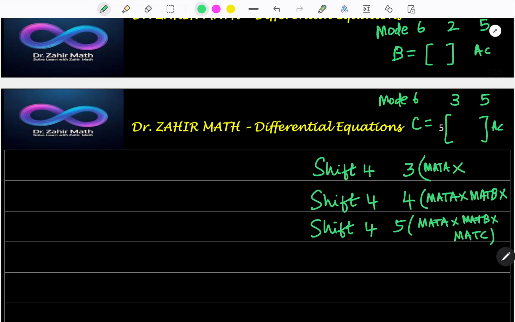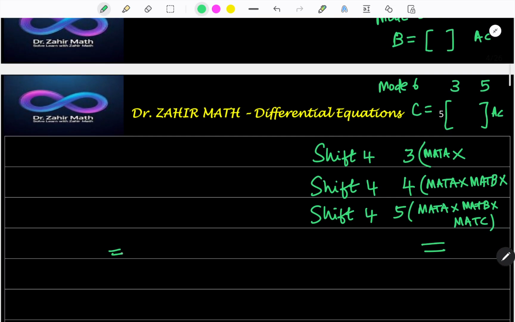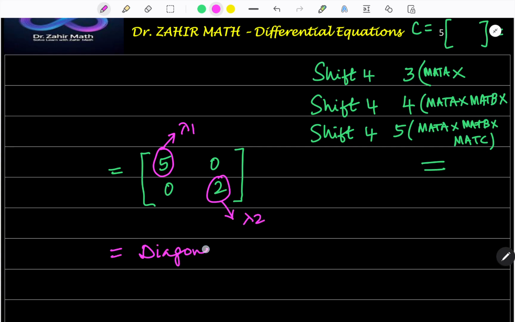Now press equal. If you press equal, you will get a very nice answer, which I told you. The first number is 5, then 0, then 0, and then 2. What a lovely thing! This is your lambda 1, and this is your lambda 2. So we diagonalized the 2 by 2 matrix.